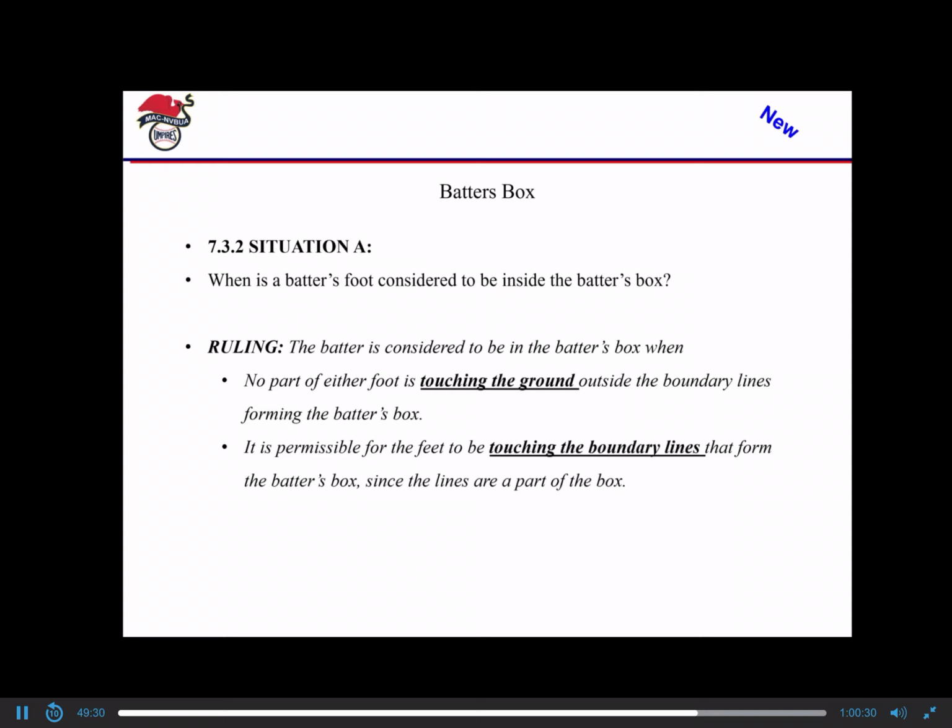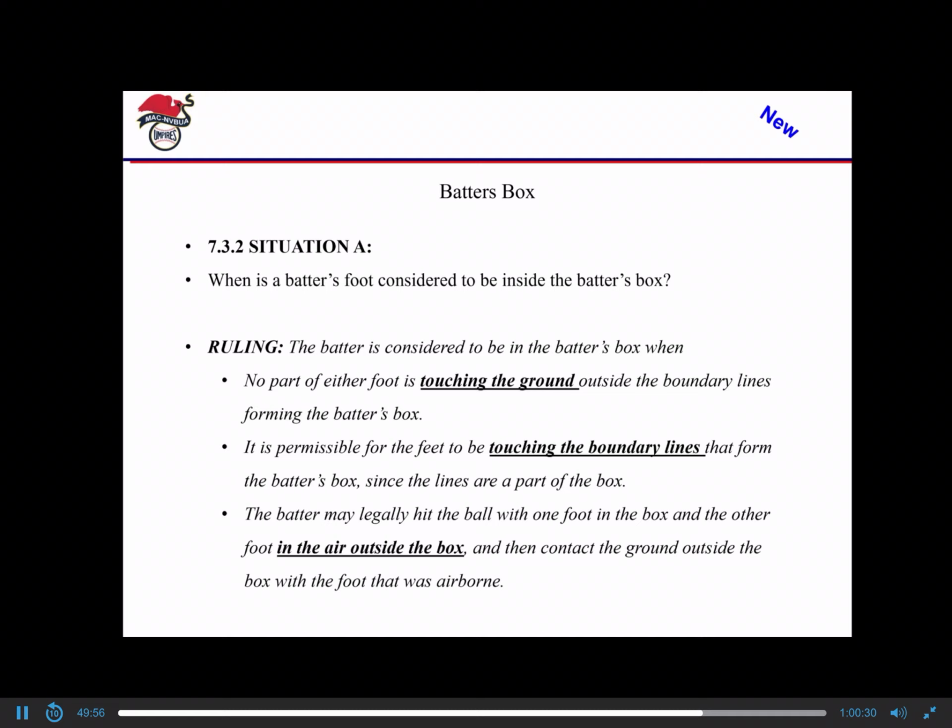So it is permissible for the feet, more likely the lead foot, to be touching the boundary line because the boundary line of a batter's box is part of the box. So even if 99, 98, 97% of the foot is outside the box on the ground, if any part of that foot is touching the line, he is still considered to be in the box. He has to be touching the ground completely outside of the boundary lines to be out.